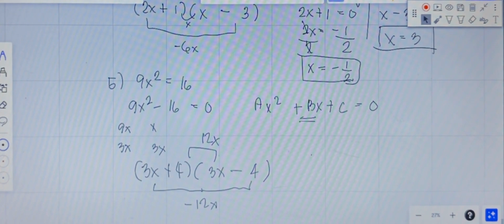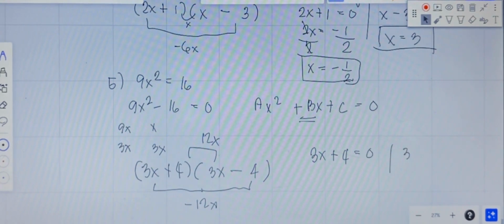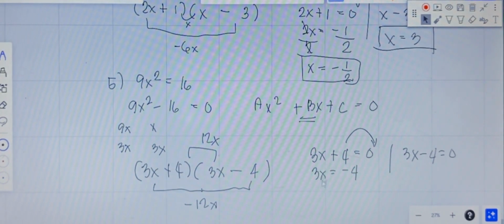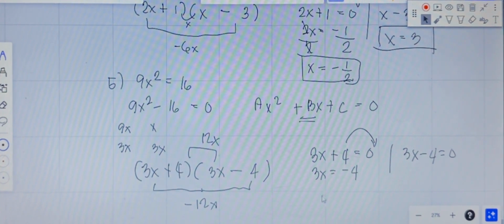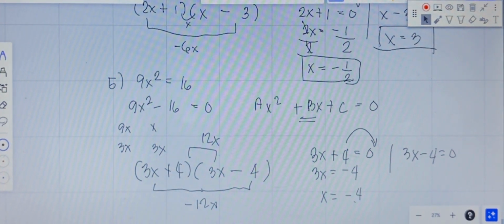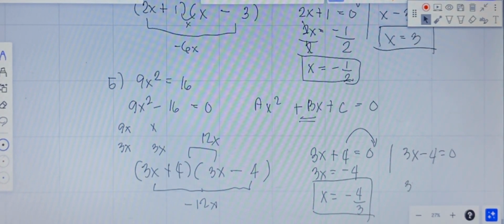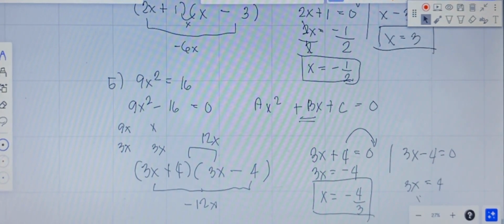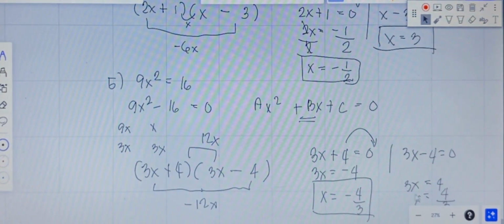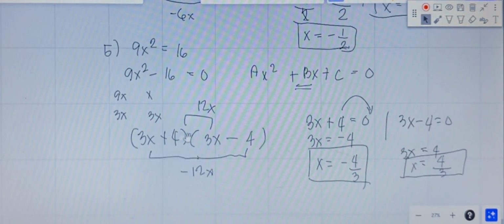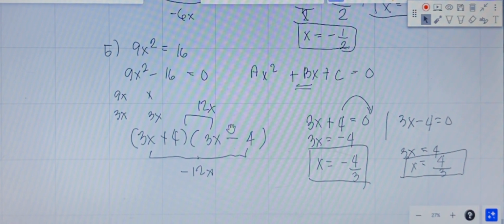And to get the solutions, just equate them to 0. 3x plus 4 equals 0, and 3x minus 4 equals 0. Transpose the 4. So 3x is equal to negative 4. So to find x, just divide both sides by 3. So x is equal to negative 4 over 3. There we go. And the other side, 3x is equal to 4. So x is equal to 4 over 3. Now we got our answer here. Easy. That's how you solve quadratic equations by factoring.